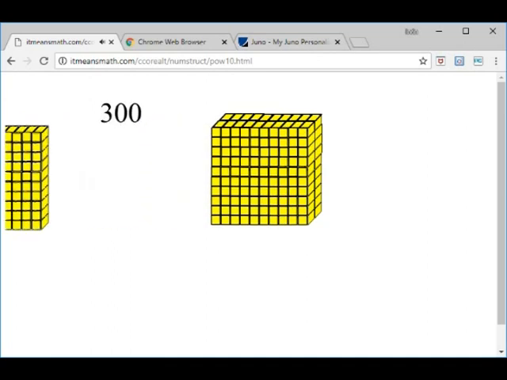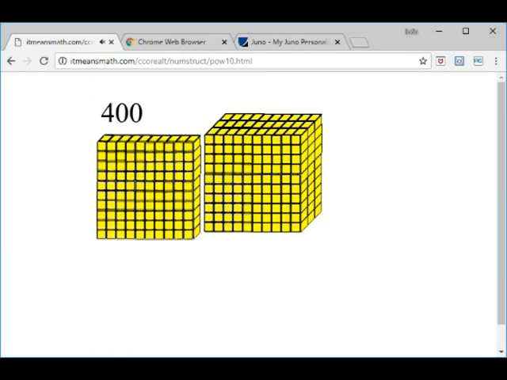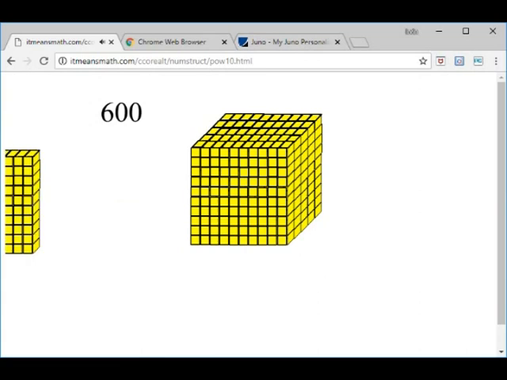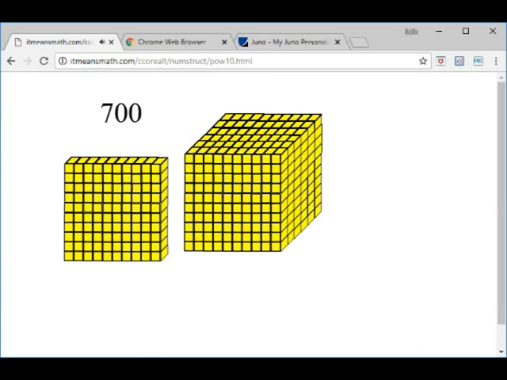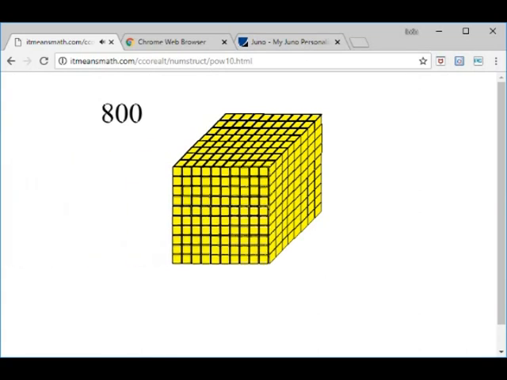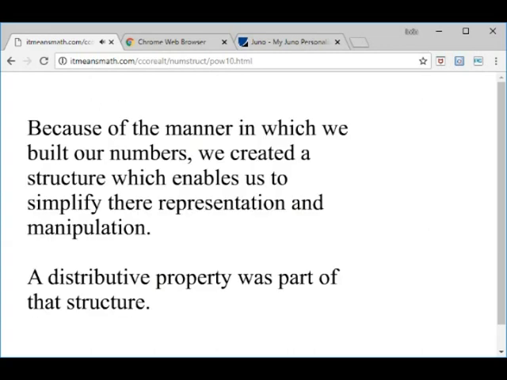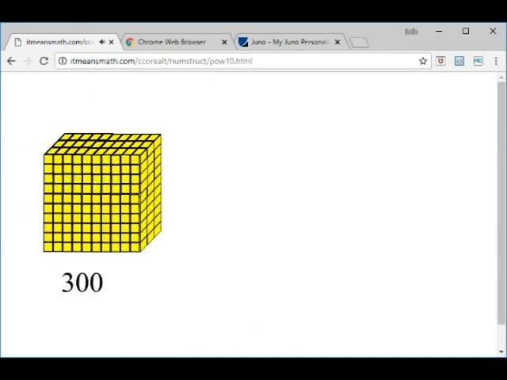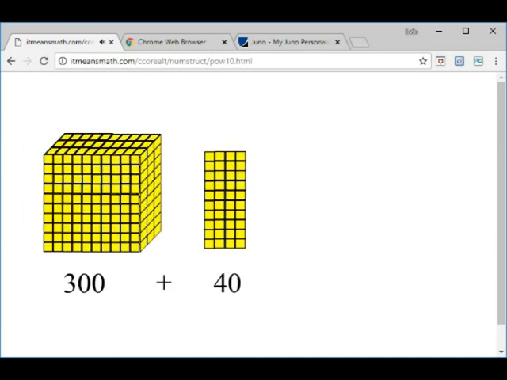We can now build up to 1,000. 200, 300, 400, 500, 600, 700, 800, 900, and the next number will be 1,000. Because of the manner in which we built our numbers, we create a structure which enables us to simplify their representation and manipulation. A distributive property was part of that structure.